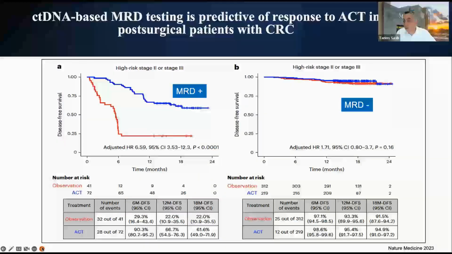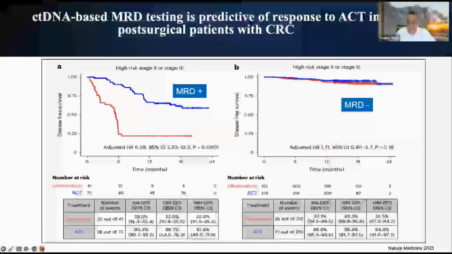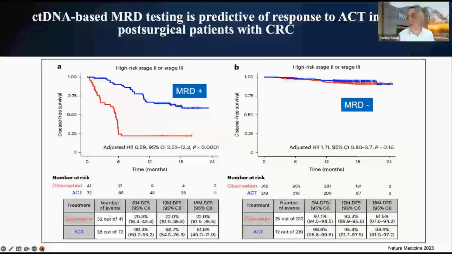This is an important question across stages. We're not there yet, but I think the signal is definitely pointing in a direction where, in MRD negative disease, one could question the value of adjuvant chemotherapy. I wouldn't withhold it today, just because I need more randomized prospective analysis, but certainly it can enter into the discussion. For MRD positive disease, with adjuvant chemotherapy, the disease-free survival is 6 to 7 fold better than observation.